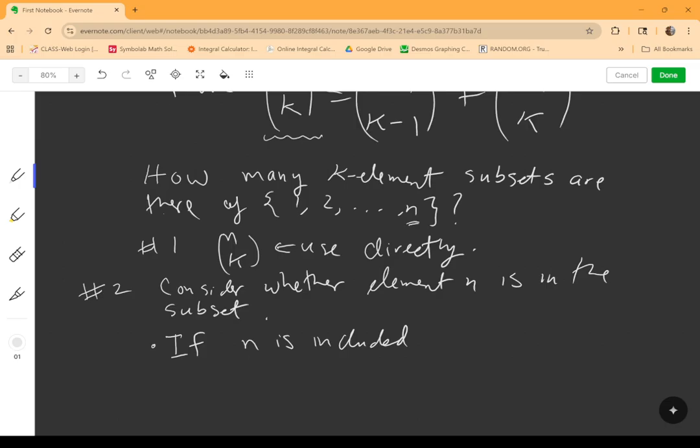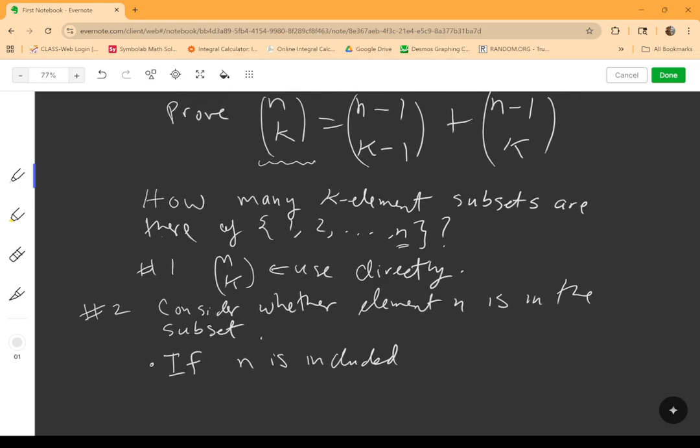If n is included, that means we have n minus 1 elements left, and we have k minus 1 choices as well, because n is included. So now we're looking for a set not of size k, but of size k minus 1. That is the first part. So if n is included, then out of n minus 1 elements, we choose k minus 1.